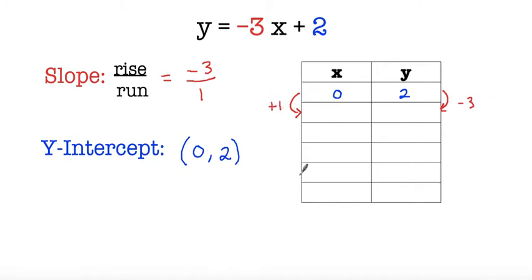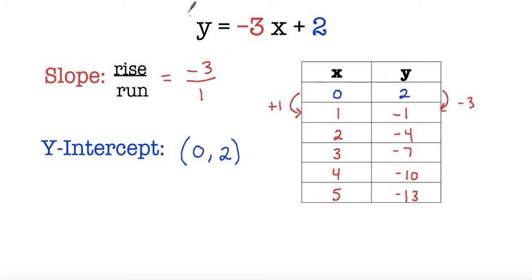So we could just go down our table and continue this pattern, because our x values will increase by 1. And same thing for our y values. We could continue going down this table with the same pattern. Our y values are going to decrease by 3. So that's how we get our table.